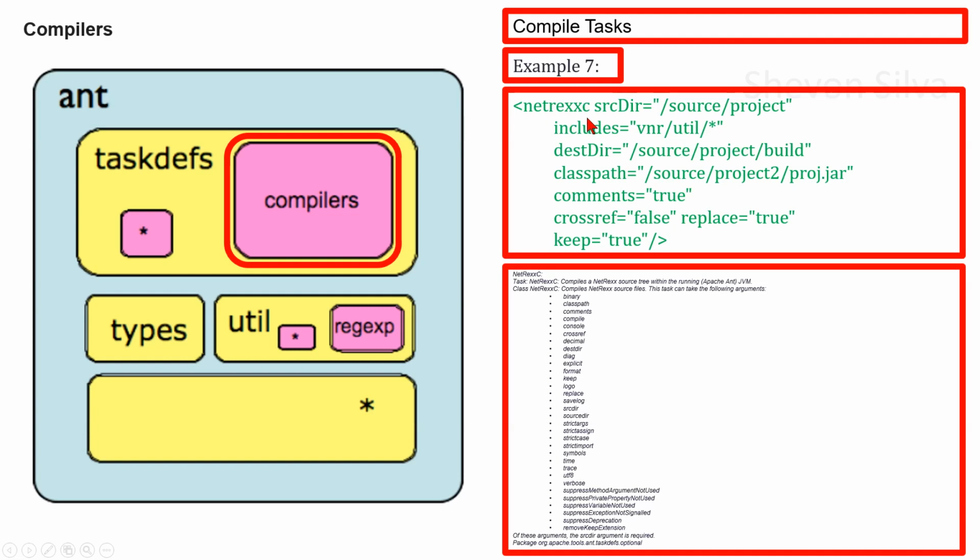This task can take the following arguments: binary, classpath, comments, compile, console, crossref, decimal, dest, dir, diag, explicit, format, keep, logo, replace, savelog, srcdir, sourcedir, strictargs, strictassign, strictcase, strictimport, symbols, time, trace, utf8, verbose, suppressMethodArgumentNotUsed, suppressPrivatePropertyNotUsed, suppressVariableNotUsed, suppressExceptionNotSignaled, suppressDeprecation, removeKeepExtension. The srcdir argument is required.